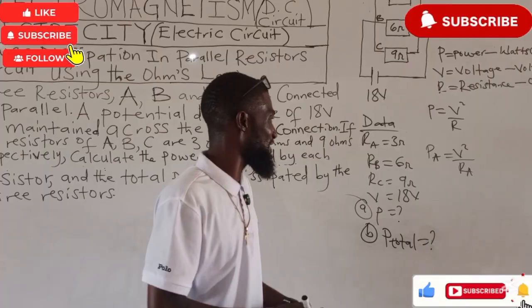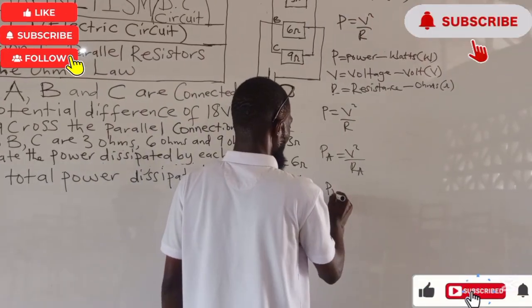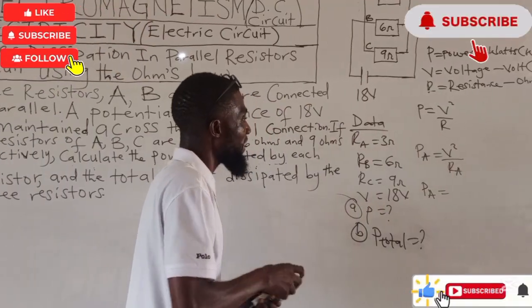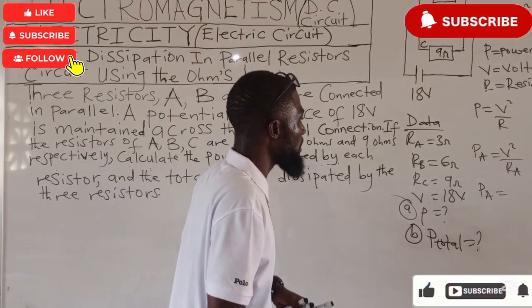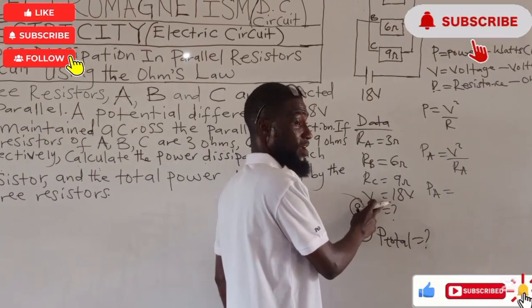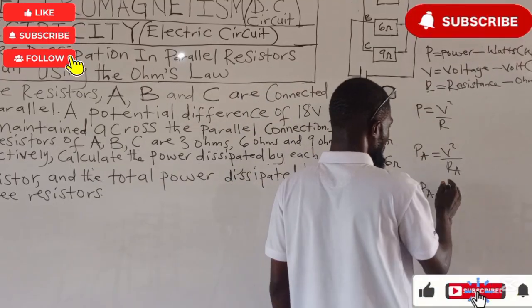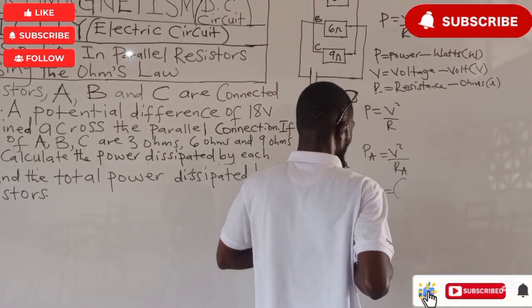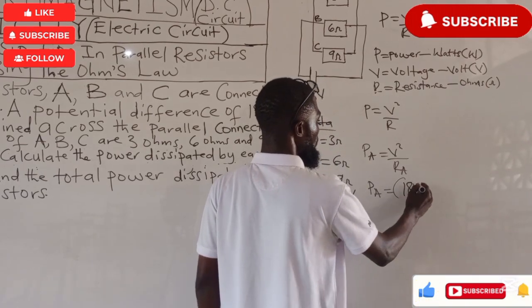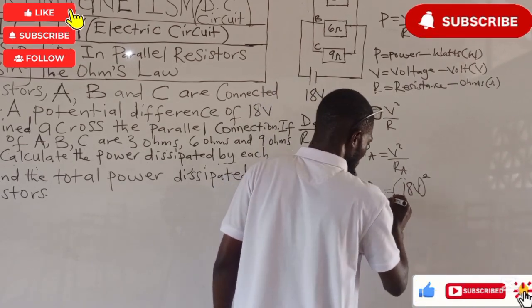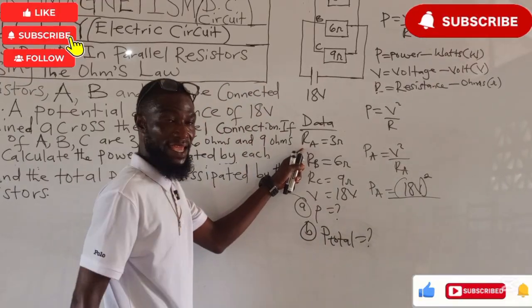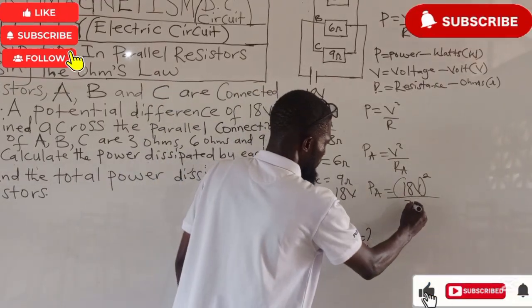On this note, ladies and gentlemen, we say power A will be equal to V squared. Remember, we already have our value for V, and our value here for V is 18 volts. So we say parenthesis open, we have our voltage to be 18 volts, all raised to the power 2, over resistor A. And remember, resistor A is 3 ohms.